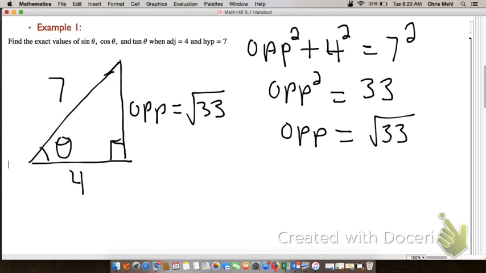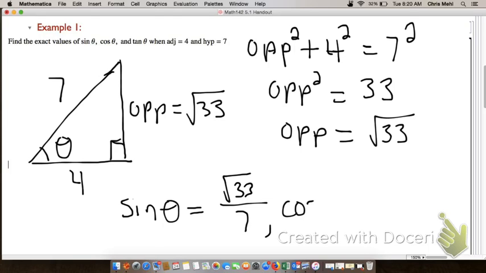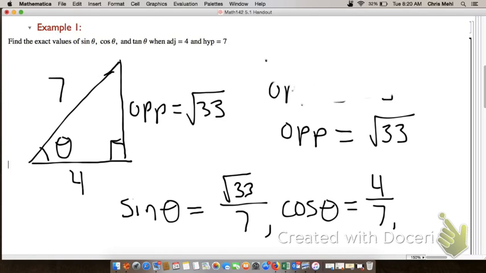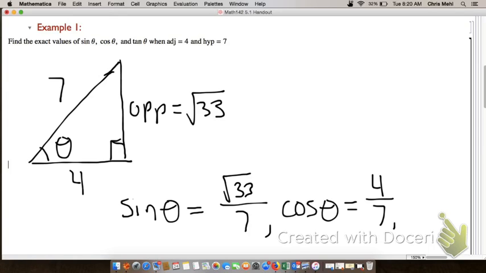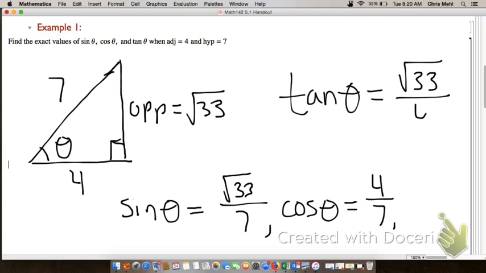And then from here we can now get sine theta, cosine theta, and tangent theta. Sine theta is going to be the length of the opposite side of the angle over the hypotenuse, so you get root 33 over 7. Cosine theta is going to be the length of the adjacent side over the hypotenuse. I ran out of room, but now tangent of theta is going to be the length of the opposite side over the length of the adjacent side. We get root 33 over 4.